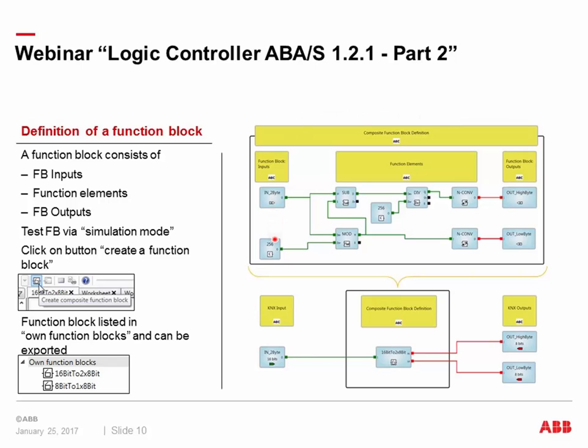So, and what happens? We get here one function block, and this single function block consists of my function block inputs, elements, and outputs. So, and then the next step is to our function block input, we can here link a KNX input, and to our outputs, we link our so-called KNX outputs. That's the steps what we have to do. So, and before you create such a function block, you can use the simulation mode, which is offline, to test at first here your function block if everything is okay.